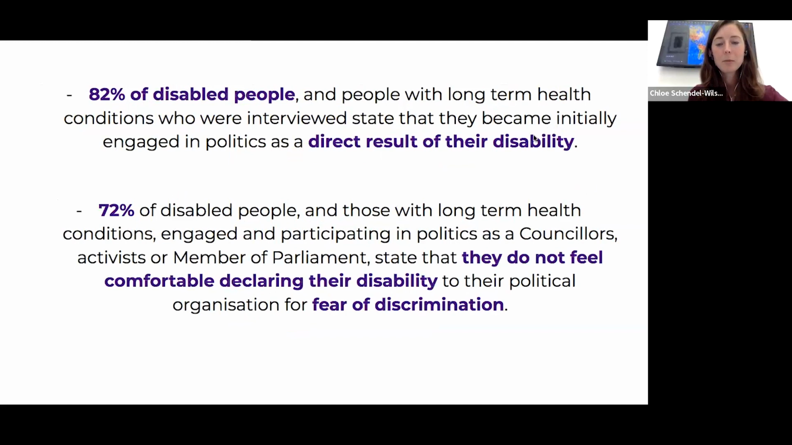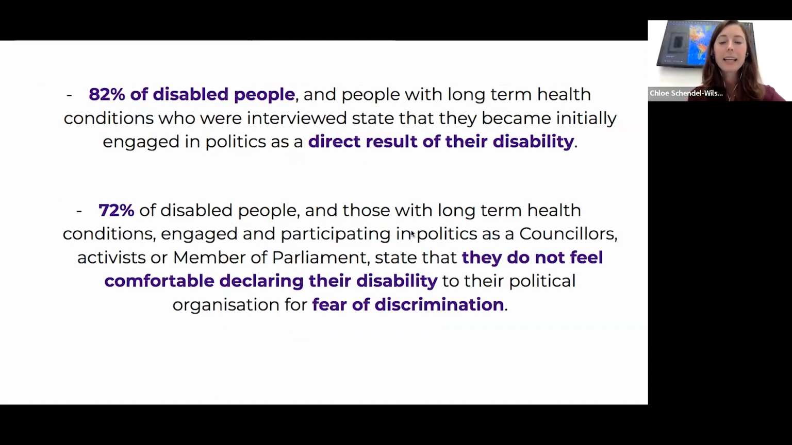Some of the things that we found: we basically interviewed people who were involved in politics. We interviewed disabled councillors, disabled members of parliament, people that were involved in party politics, and people involved in campaigning and advocacy. But it was mainly around the party political space. So people that have been through the process and been involved in a political party or stood for local government as an independent before.